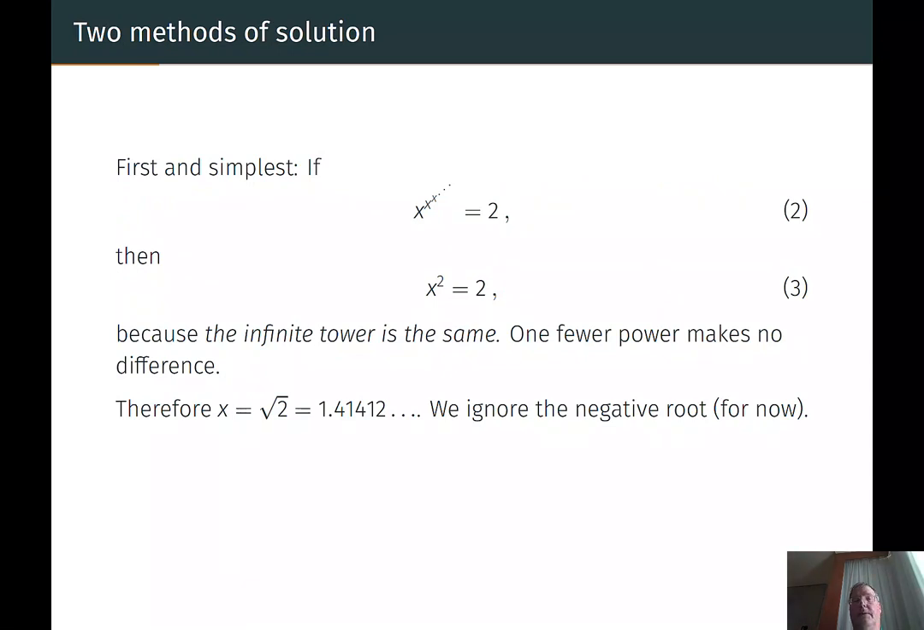Okay, well, here are two methods of solution. The first and the simplest method, and this is the one that I actually used when I was in grade 11: if x raised to the x and so on is equal to 2, well, you look at that tower of powers, x raised to the et cetera, and it's exactly the same. The infinite tower is the same whether you start at the very bottom or at one short of the very bottom. So therefore, x raised to this infinite tower is the same as x squared. So x squared equals 2, and so therefore x is the square root of 2, about 1.414. And we ignore the negative root. Negative root is a little bit weird for now.